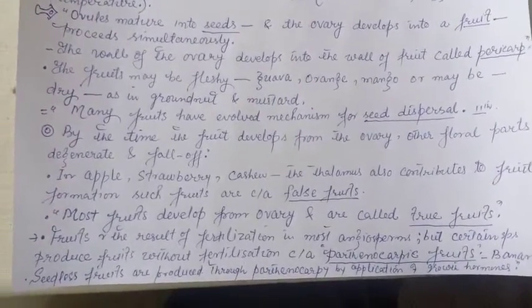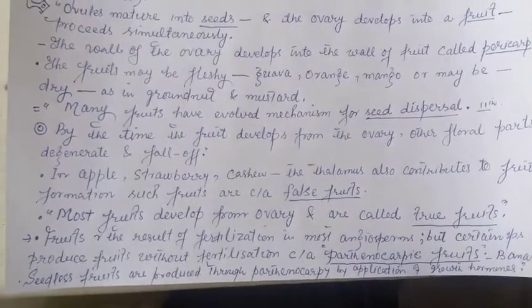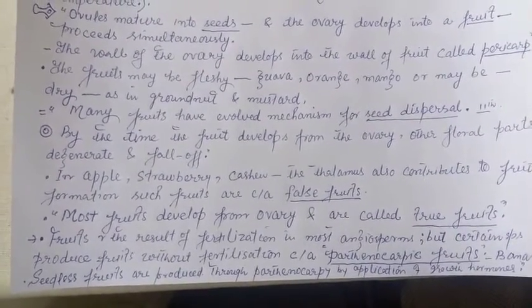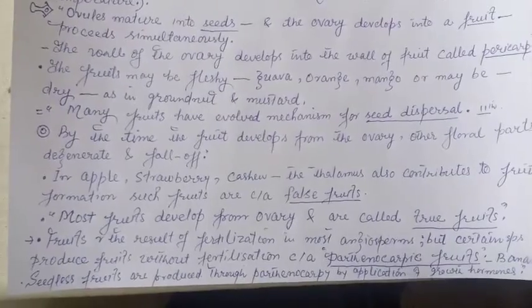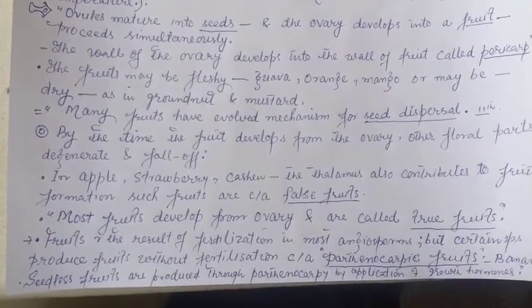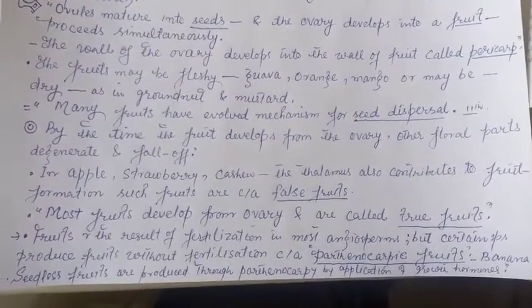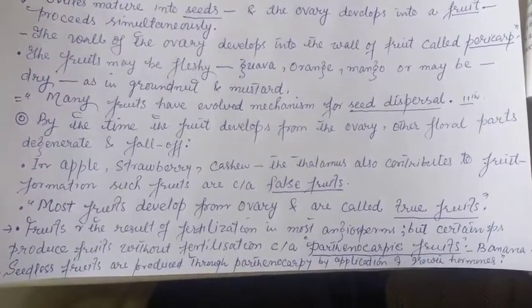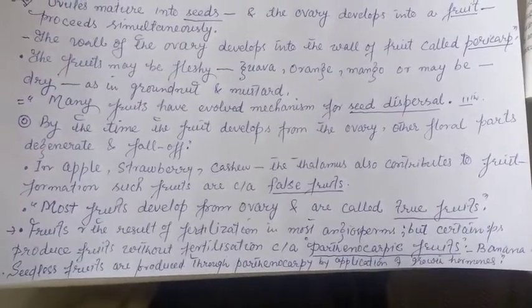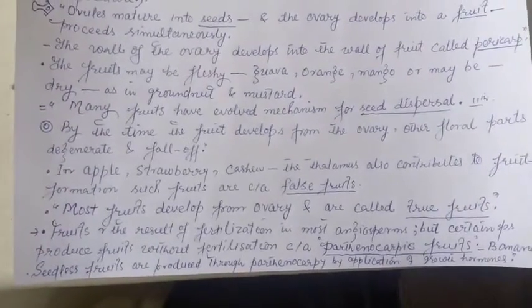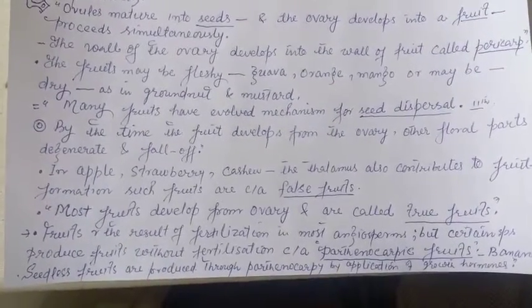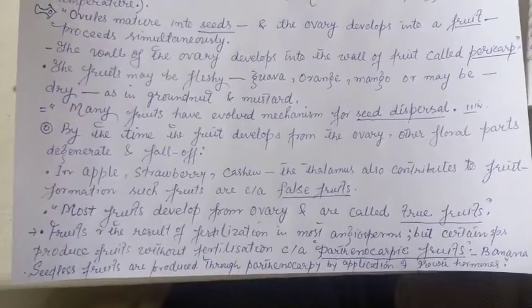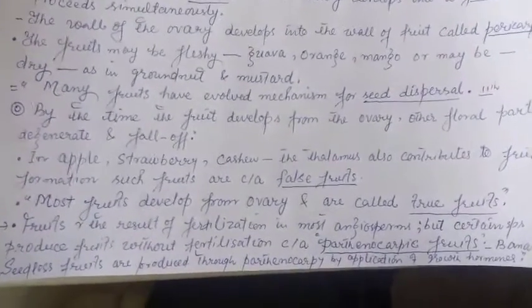But certain species produce fruits without fertilization, and this event is called parthenocarpy, and the fruits thus formed are parthenocarpic fruits. The most popular among these parthenocarpic fruits is the banana. And seedless fruits are produced through parthenocarpy by the application of growth hormones.